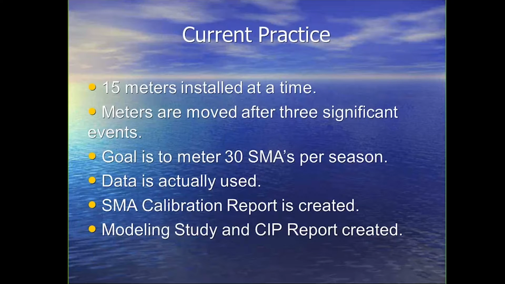So with our current practice, we install about 15 meters at a time, and our hope is to move those meters after 3 significant events. Our goal also is to try and meter 30 SMAs in a season, and that doesn't always happen. Mother Nature doesn't always cooperate with that. In fact, last season we had the meters in the same place for 6 months. But the key thing here is that the data is actually used.